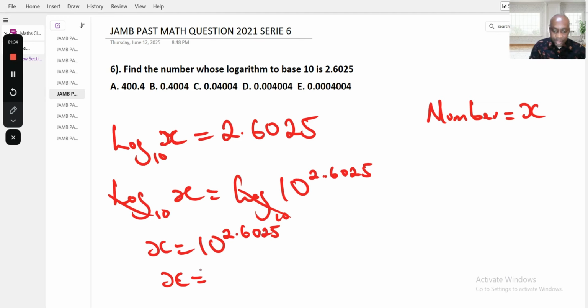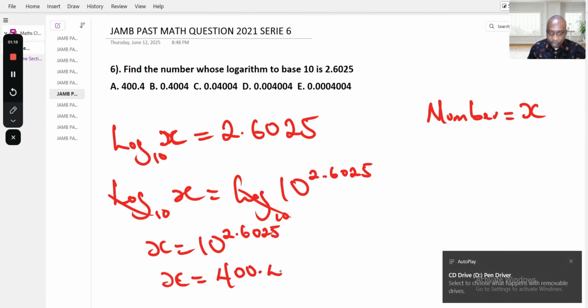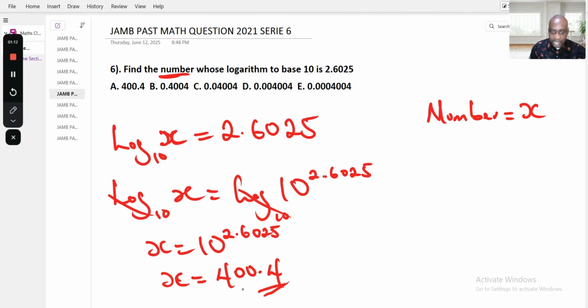What is 10 raised power 2.6025? Let's press our calculator. 10 raised power 2.6025 is going to give us 400.4. That's our final answer. The number, find the number. This is the number that is missing, which is x. Is 400.4. Our final answer, where is it? A. Let's move to the next question.